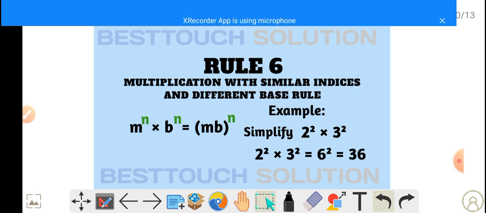So let's take a look at this example. We have 2 raised to power 2 multiplied by 3 raised to power 2. That is, we have to multiply the bases. 2 multiplied by 3 will give us 6, and the index still remains the same. So now 6 raised to power 2 gives us 36.